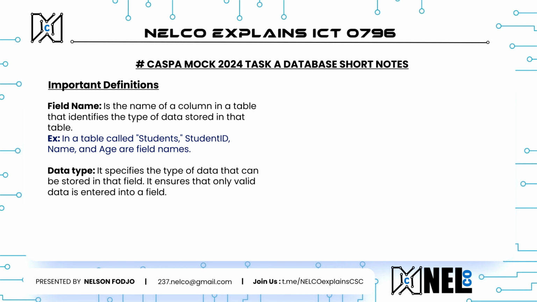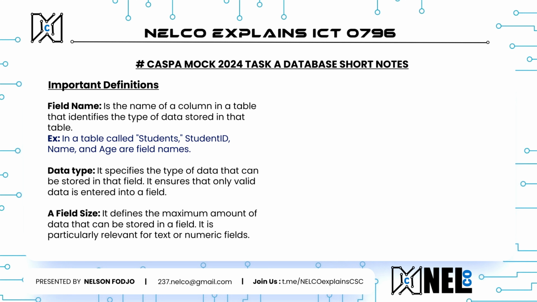The data type specifies the type of data that can be stored in that field. It ensures that only valid data is entered into a field. Next, we have a field size, which defines the maximum amount of data that can be stored in a field. It is particularly relevant for text or numeric fields.